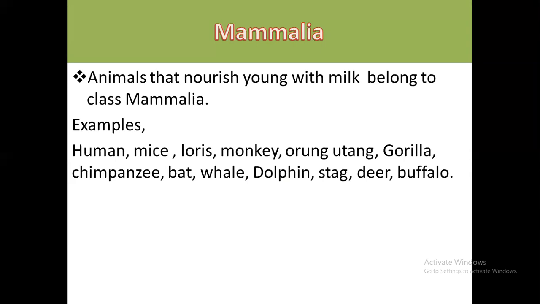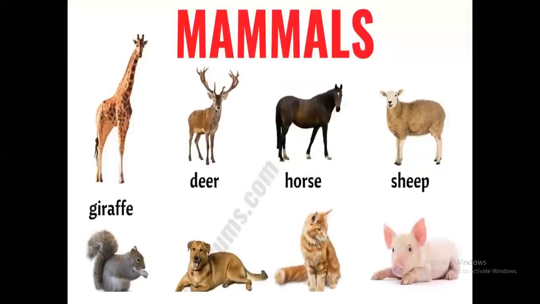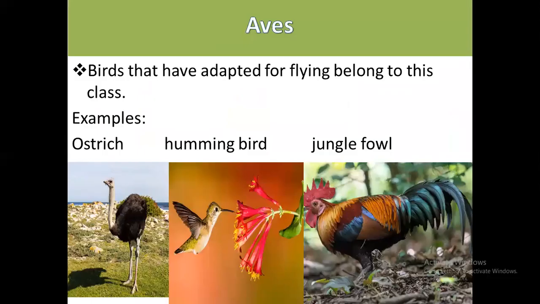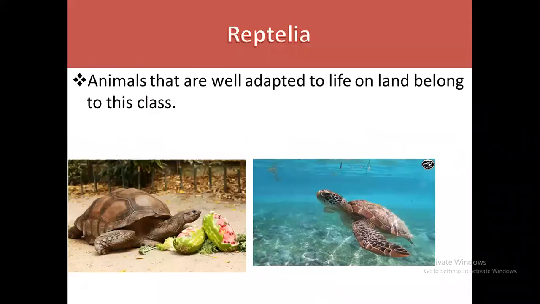Animals that nourish young with milk belong to class Mammalia. Example: human, mice, loris, monkey, orangutan, gorilla, chimpanzee, bat, whale, dolphin, skunk, deer, buffalo. They are the Mammalia group. Animals belong to the Mammalia group. In mammals, right? That's all about our lesson. We will go to the beginning of today's part.